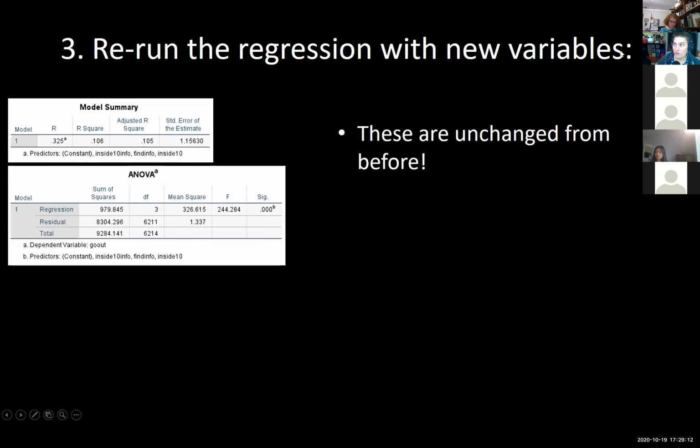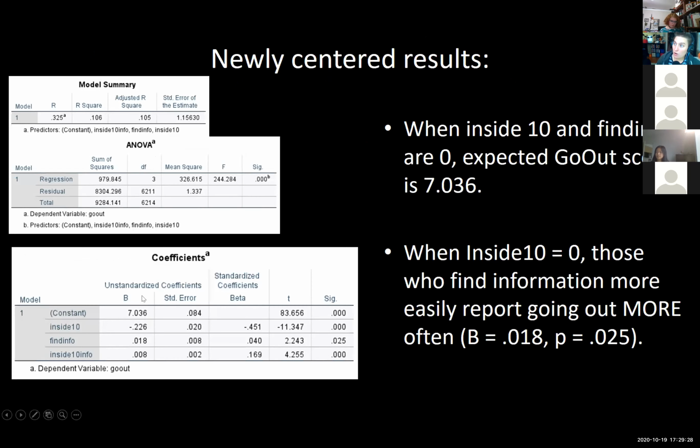So then you rerun the regression with your new variables in the model. These are unchanged from what they were before. Just like when we did other centering, there's no change to your R-squares when you move your centering points around. Now our coefficients look a little bit different. Some of them are different, some of them aren't different.